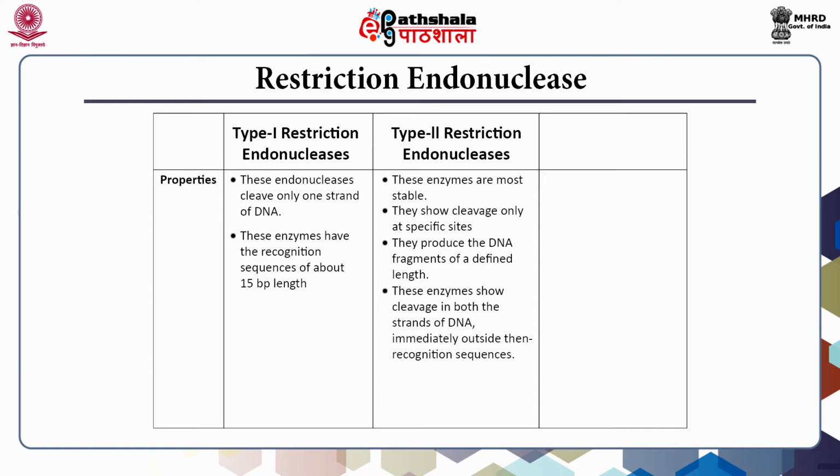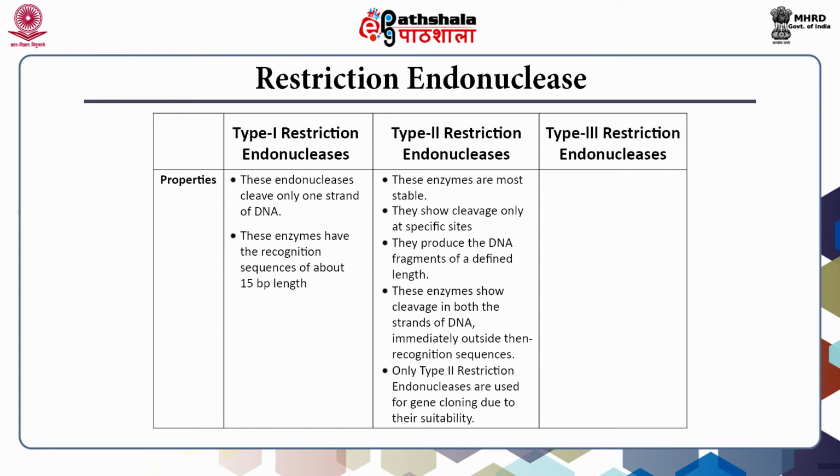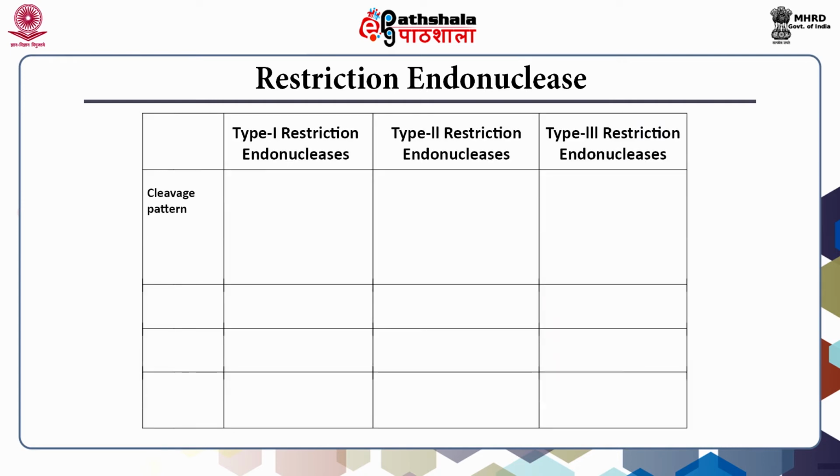These enzymes cleave both strands of DNA immediately outside the recognition sequences. Type 2 restriction endonucleases are most suitable restriction enzymes for gene cloning. Type 3 restriction endonucleases are not used for gene cloning. These are the intermediate enzymes between type 1 and type 2 restriction endonuclease. The cleavage pattern of different groups of restriction enzyme is different.